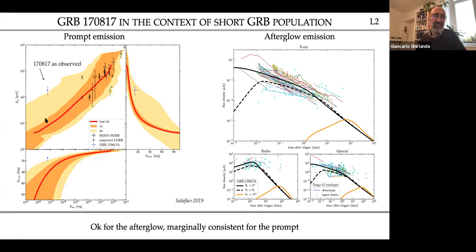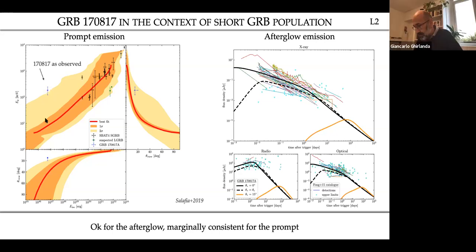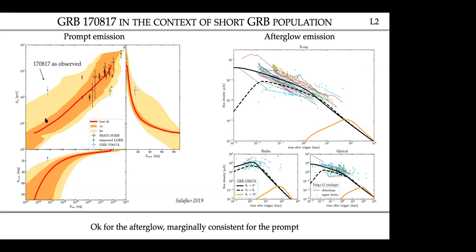It doesn't lie here, for instance. So in this sense, this can be explained also by having the jet plus the cocoon. I don't fully understand why. Okay, I understand that if you add the cocoon, you will add a kind of peak flux, so you combine both things.